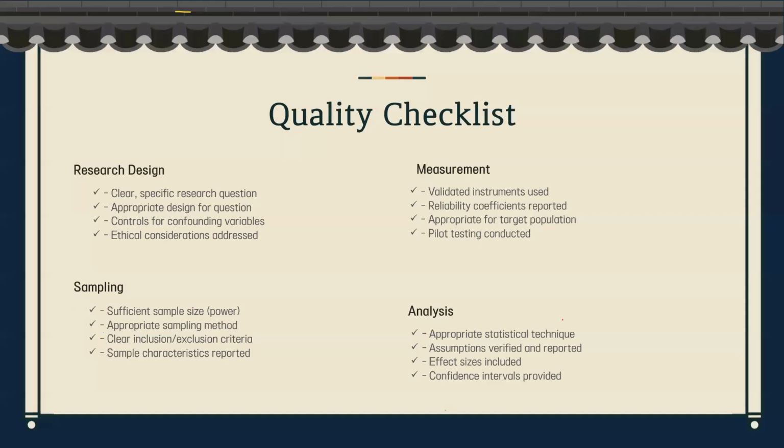This is your final quality checklist for a rigorous quantitative study. For research design, is the design appropriate? For sampling, is your sample size sufficient? For measurement, are the instruments validated and is reliability reported? For analysis, did you verify assumptions and did you include effect size and confidence intervals?